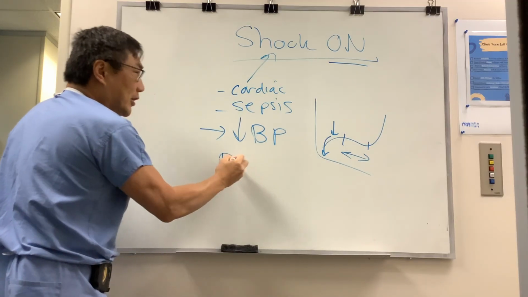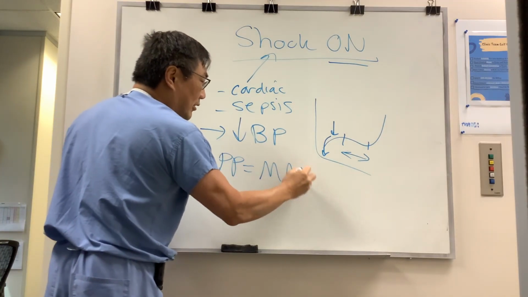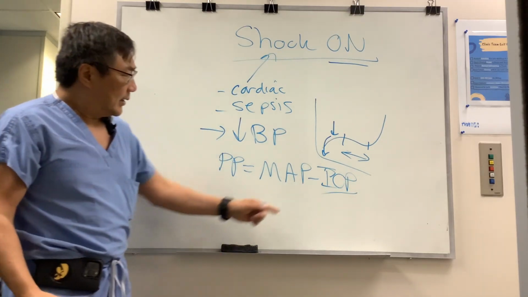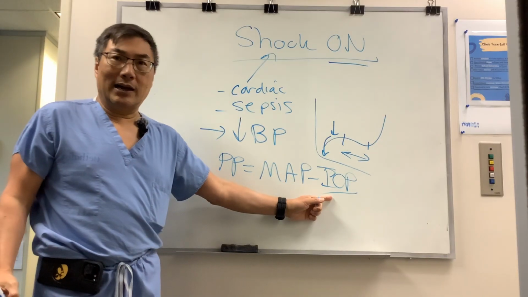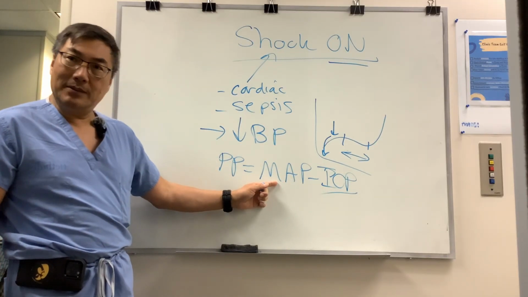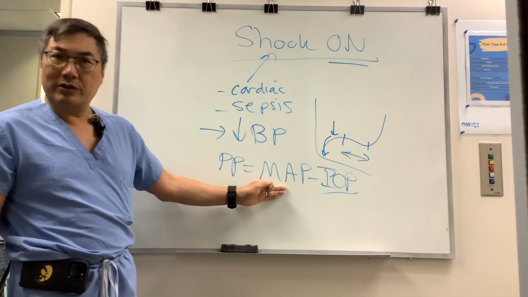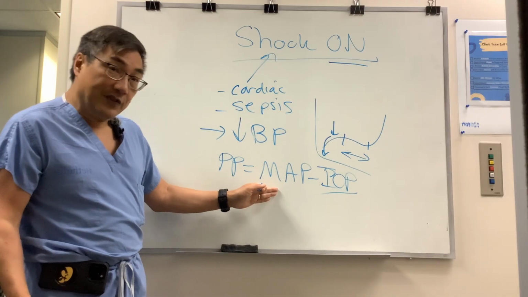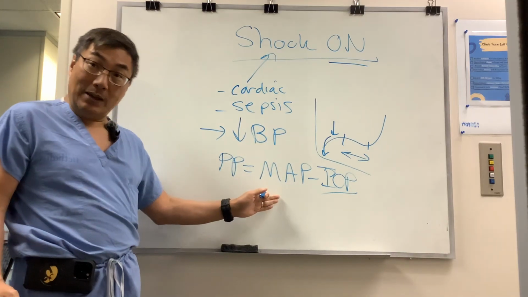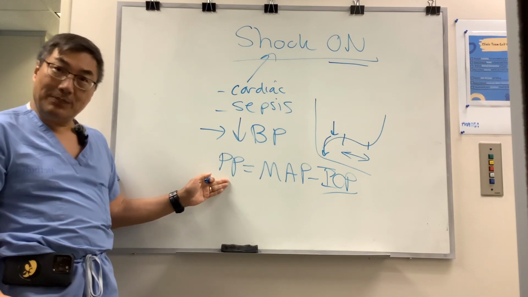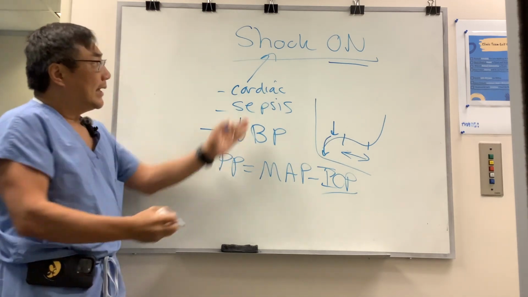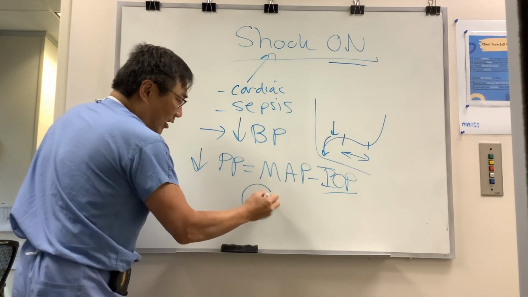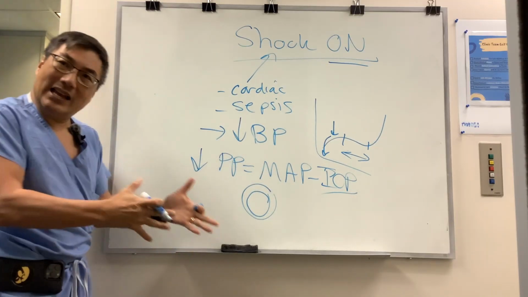And because the perfusion pressure of the optic nerve equals the mean arterial pressure minus the intraocular pressure, in shock, we're not really talking about IOP. We're talking about MAP, 2/3 diastolic, 1/3 systolic. So any significant, severe, and acute drop in MAP will drop the PP, the perfusion pressure, and will lead to shock optic neuropathy. And for shock optic neuropathy, it often produces cupping and pallor.